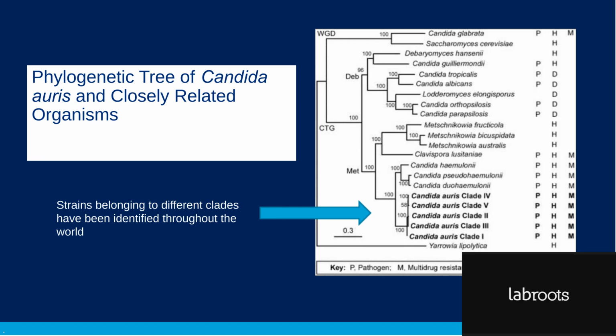And as you can see here on this phylogenetic tree, you see, first of all, how closely related Candida auris is to other types of Candida, such as, for example, Candida haemulonii. You can also see the 5 different clades that we now know as of today. And we know also that clade 1, 2, and 4 are responsible for invasive outbreaks by multidrug resistant strains.